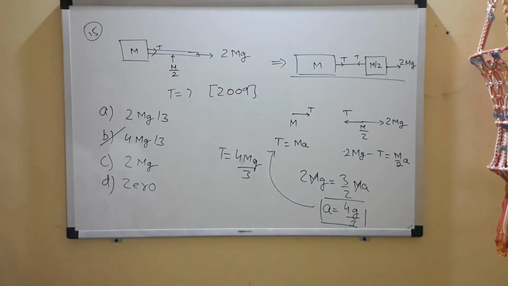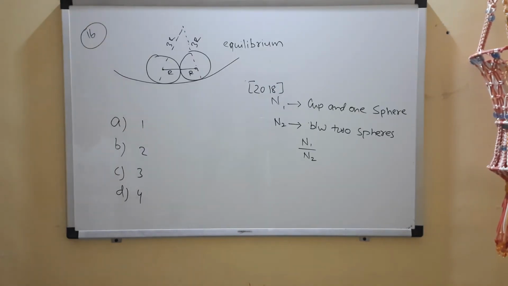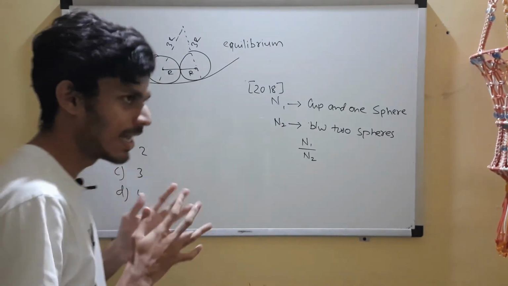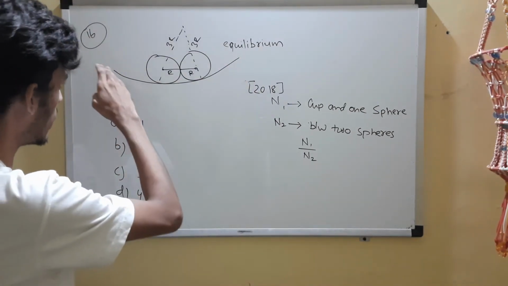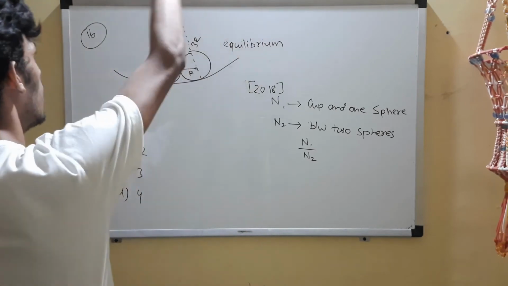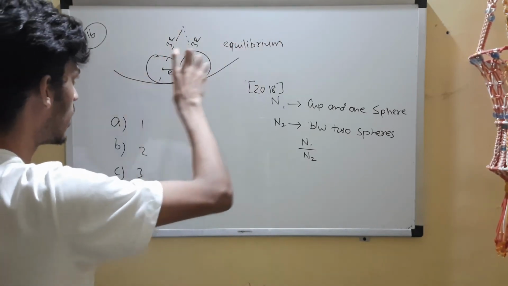So let's move to the next question now. Question 16 over here, it's from BITSAT 2018. In this question you have a cup. In this question they have referred to this as a big cup of radius 3r. This is a big cup.